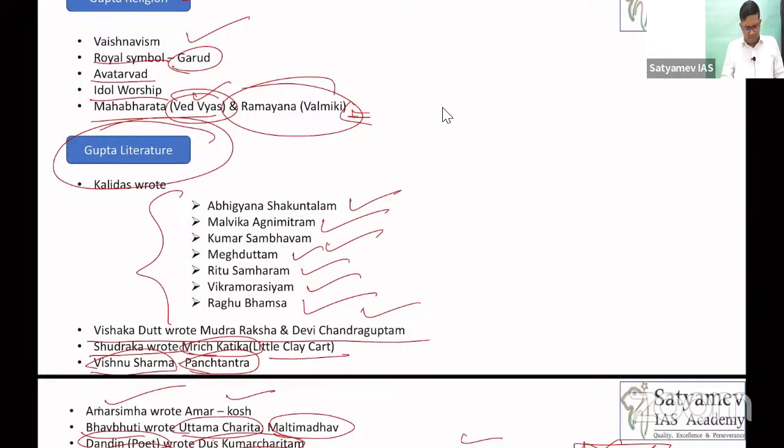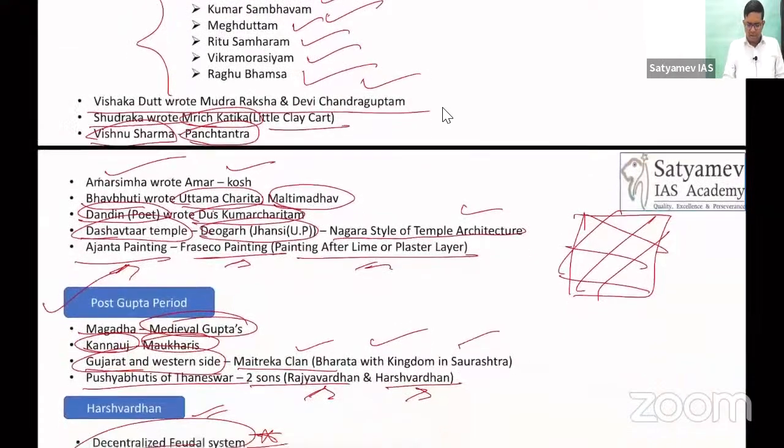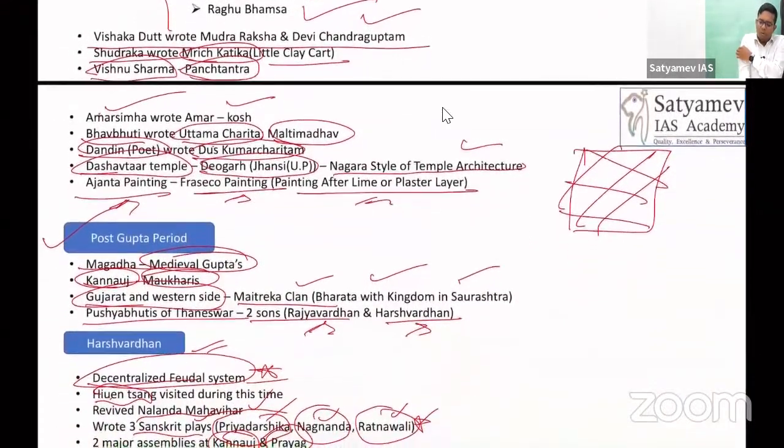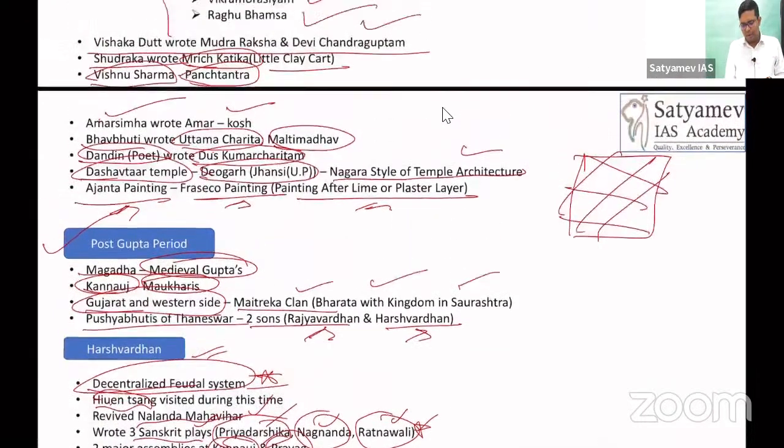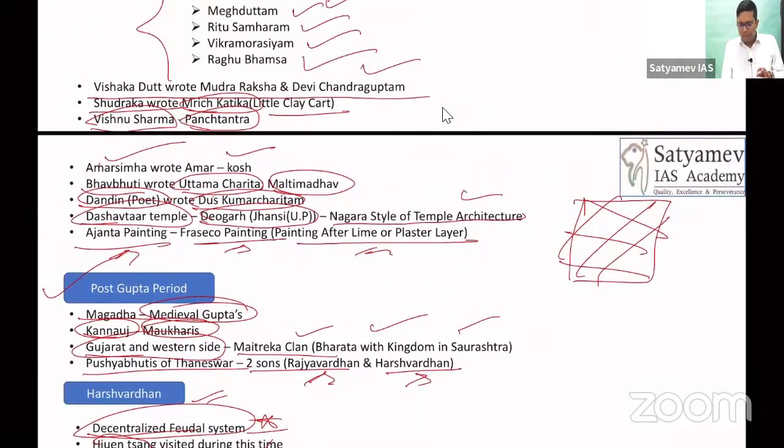Mrichakatika will also be there. All right. And then Amar Kosh, Uttam Charit, this Dasavatar temple, Ajanta painting, all these will be the contributions of what? Gupta period. All right. This is about the Gupta period.